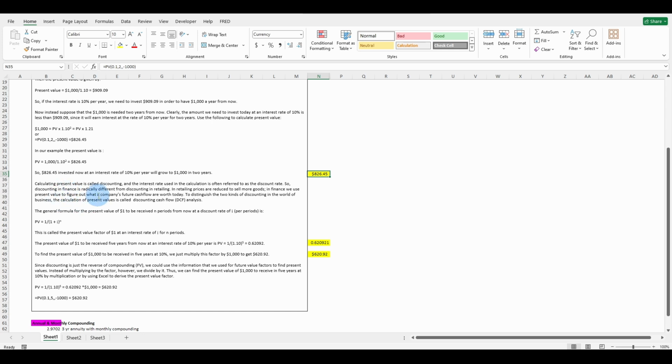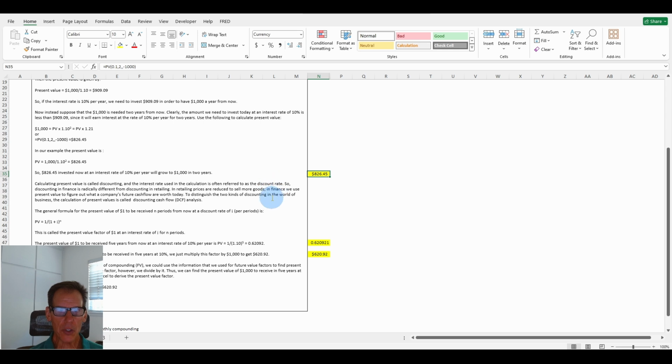Calculating present value is called discounting. I've been using that word, but I haven't defined it. It's called discounting, and the interest rate used in the calculation is often referred to as the discount rate. Again, I've been referencing discount rate from the very beginning. Discounting in finance is radically different from discounting in retailing. In retailing, prices are reduced to sell more goods. In finance, we use present value to figure out what a company's future cash flows are worth today. To distinguish the two kinds of discounting in the world of business, the calculation of present value is called discounted cash flow analysis, or intrinsic value.